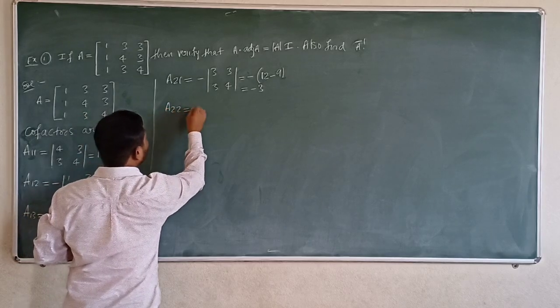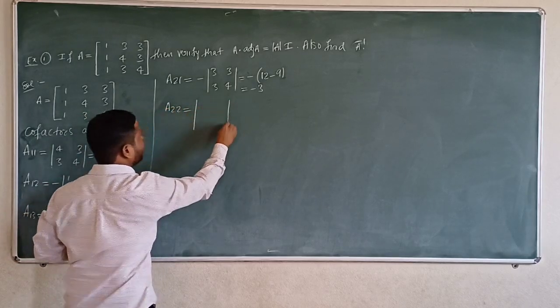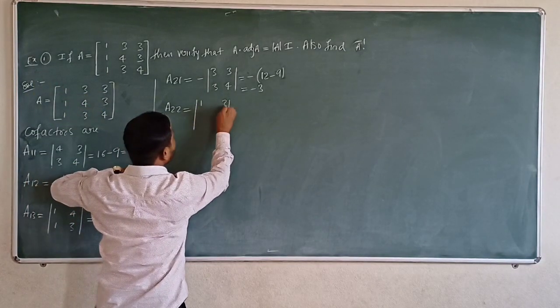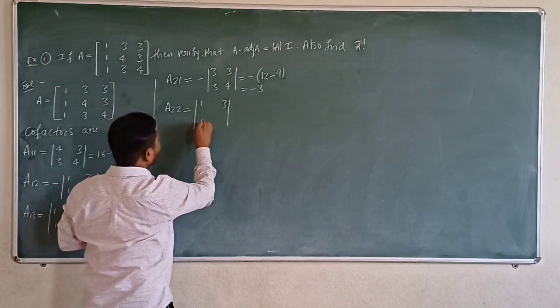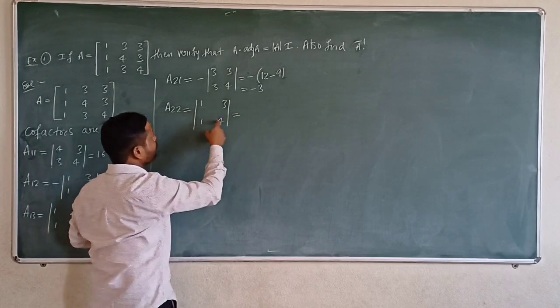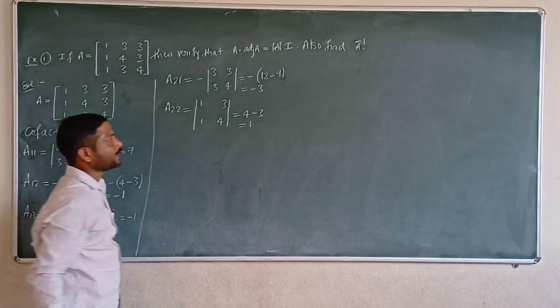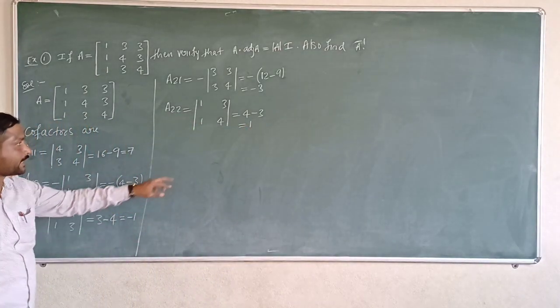Now A22. A22 is positive. Delete the second row and second column, then the elements are 1 3 1 4. Simplify: 1 4s are 4 minus 1 3s are 3. The answer is 1.